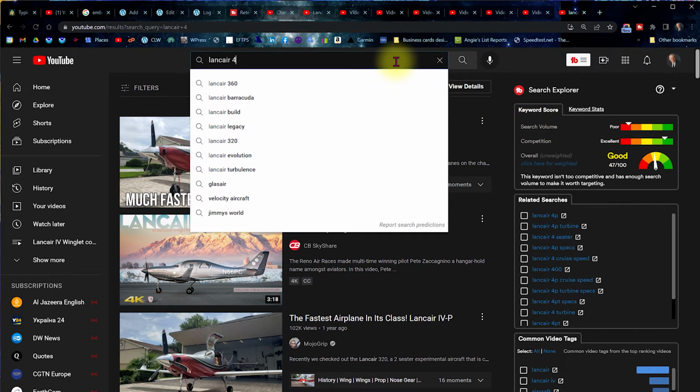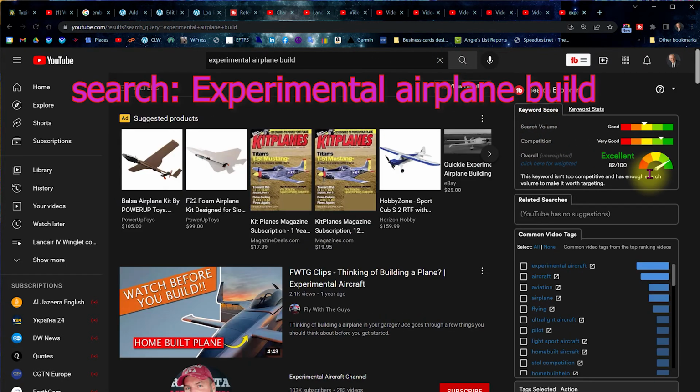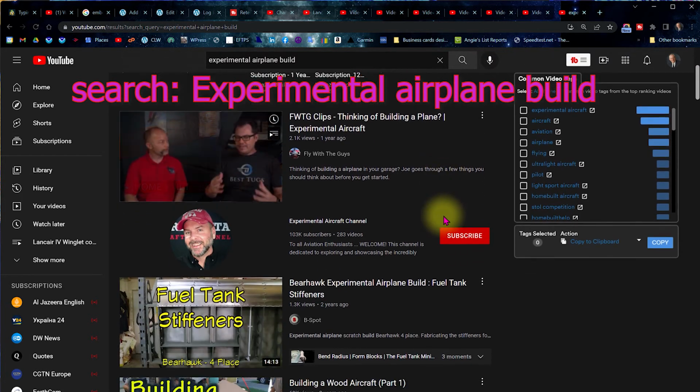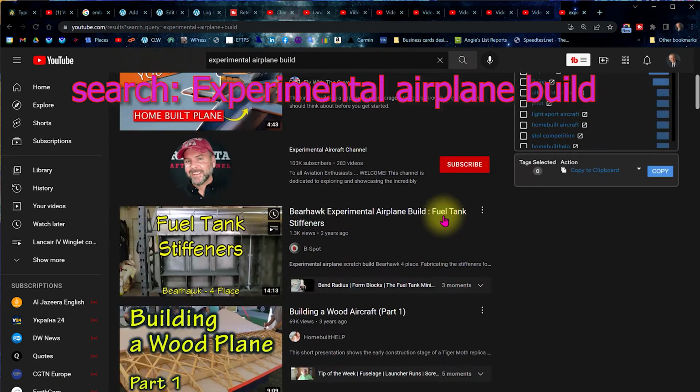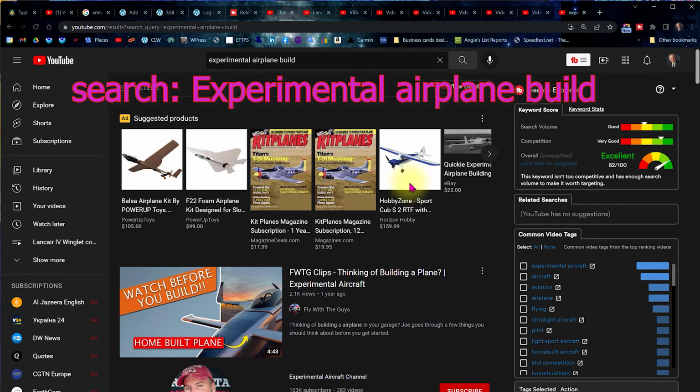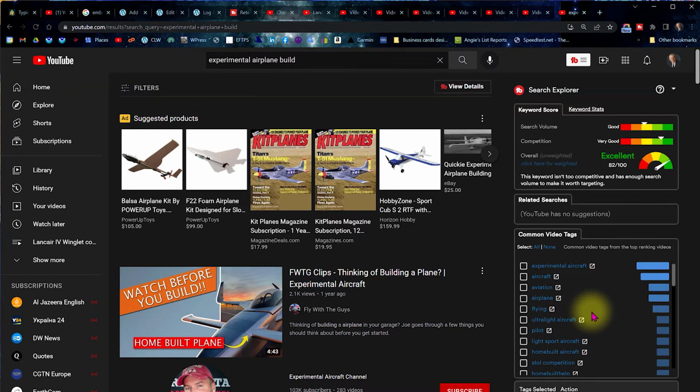If I put in experimental airplane build, this one came up 82 out of 100. There's good search volume and very good competition. When I put that in there, you can see what comes up. There's not a lot of Lancer 4. So maybe if I use this experimental airplane build along with these tags, experimental aircraft, aviation, flying, I could perhaps generate some interest. I am only going to be seeing those people that type in Lancer 4.